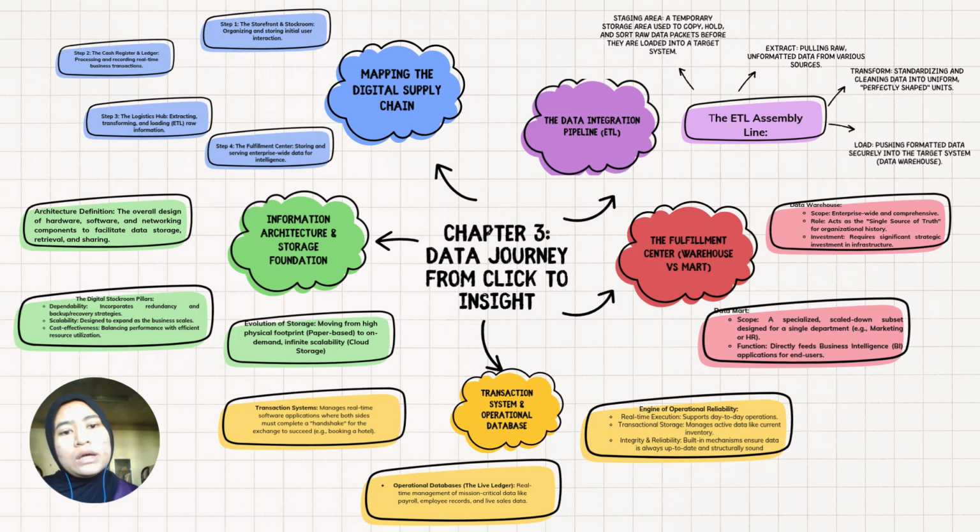This ETL has three steps. The first one is extract, pulling raw data from various sources. The second one is transform, standardizing and cleaning the data into uniform units, like making it perfectly into a shape of units. And the third one is load, pushing all those formatted units securely into the target system.